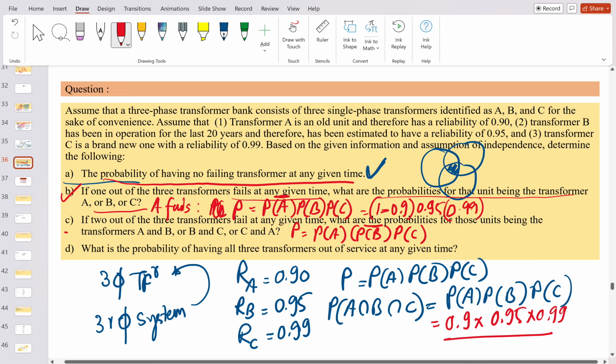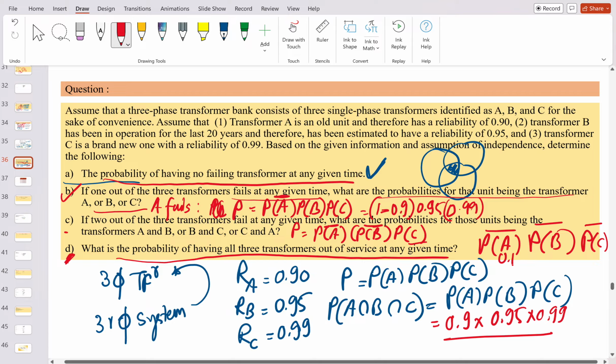Okay, in the similar manner when you see the C part, there also the other two are functional and C is not, because all are independent units. When you see the fourth statement, what is the probability of having all three transformers out of service? This means probability of A not, probability of B not, probability of C not. So it is 0.10, this is 0.05, and this is 0.01. You multiply and you will get the probability when all three are out of service.